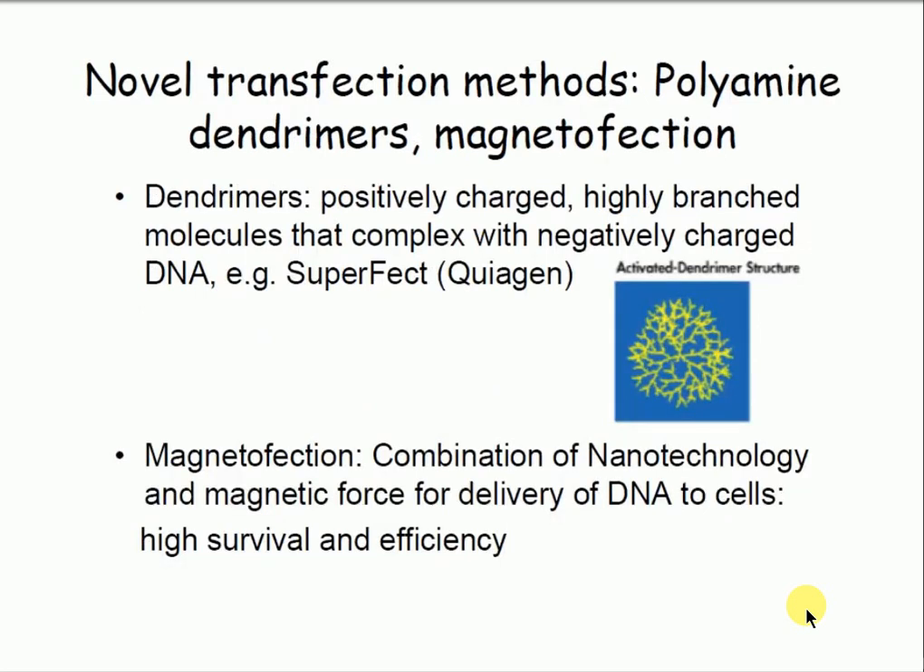Then there are other methods, polyamine dendrimers and magnetofection. So these are newly developed macromolecules. They are positively charged and will bind the DNA, and obviously also have properties to facilitate entry into cells. They are highly branched molecules that will complex with negatively charged DNA. And there are various companies that produce those ones, for example, QIAGEN, and they call these SuperFect because apparently it's supposed to be so good, and it costs lots of money as well.